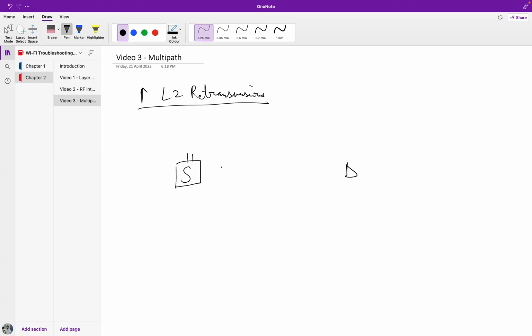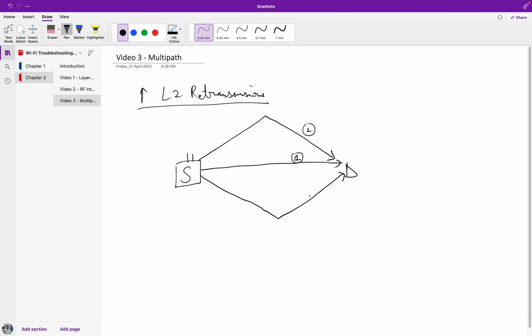So let's say the primary signal reaches the destination like this with the information that it needs to send. There's another signal that gets reflected from the wall and reaches the destination in another way, and there's another signal that goes in this direction, gets reflected from the floor and reaches the destination in this way.